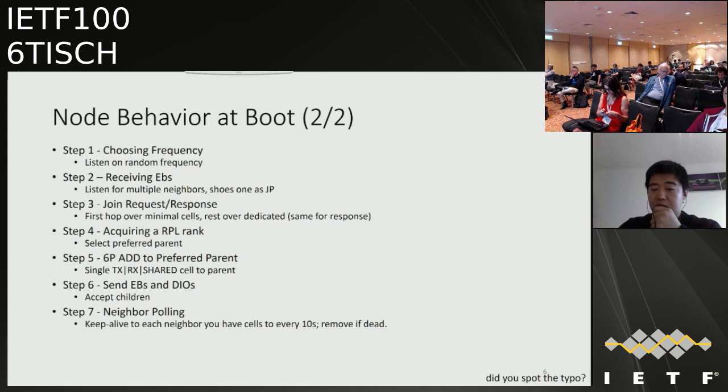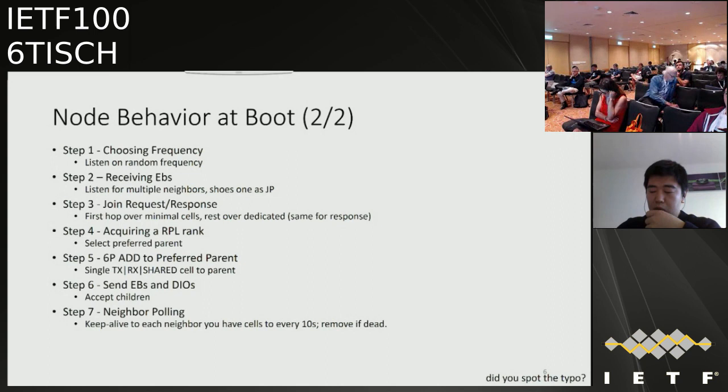After the node joins, it will listen for DIOs to acquire an RPL rank to select a preferred parent. Then in step five, the 6P will add a single cell with the cell option where the bits TX, RX, and shared are set. It uses this 6P add packet sent to its parent to reserve one dedicated cell. After the node has one dedicated cell, it starts sending the enhanced beacon and DIOs. Meanwhile, the node should send a keep-alive to its neighbors every 10 seconds to see if the neighbor is still active. If not, we remove the cell to that neighbor.